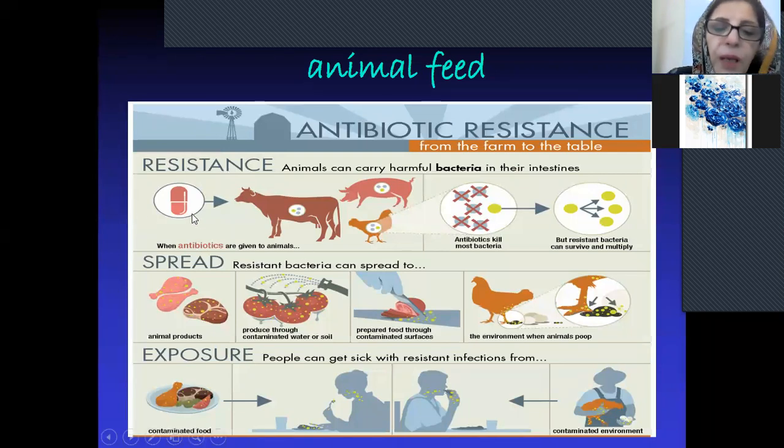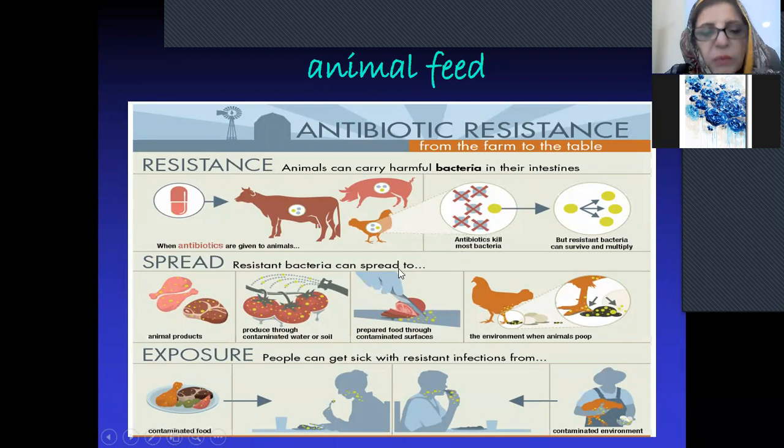Okay, ma'am. Okay. When we are giving these antibiotics to the animals, they are going to go into their gut, and the normal flora which are going to be present over there, it is going to kill most of the bacteria. But the resistant bacteria, they are going to survive and they are going to multiply. And this resistant bacteria is then going to be present either in the meat, or it can be present on the produce. It can then be present on the surfaces when the meat is being cut, or it can go into the environment through the poop of these animals.